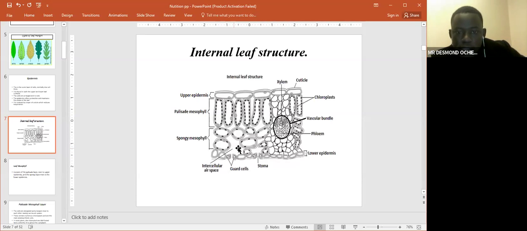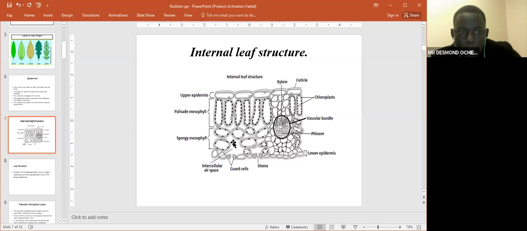Then this space here is called the intercellular air space, which is used for the temporary storage of air. The space in between the guard cells is called the stoma, or stomata if they're many. Then the lower epidermal cells are also covered by a cuticle. The lower epidermal cells are enclosed by the cuticle.